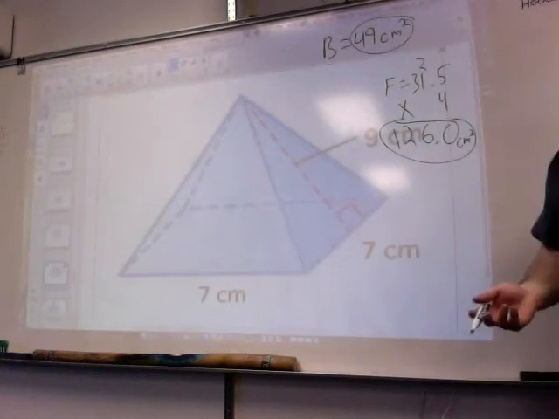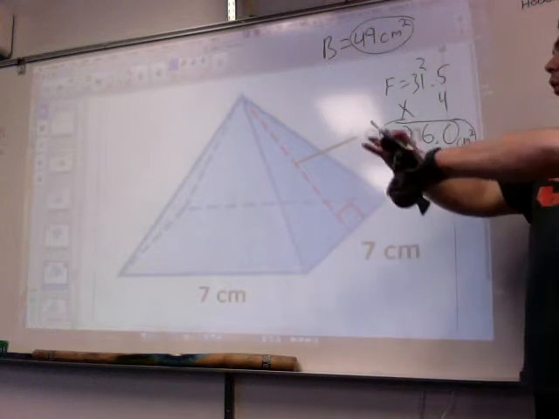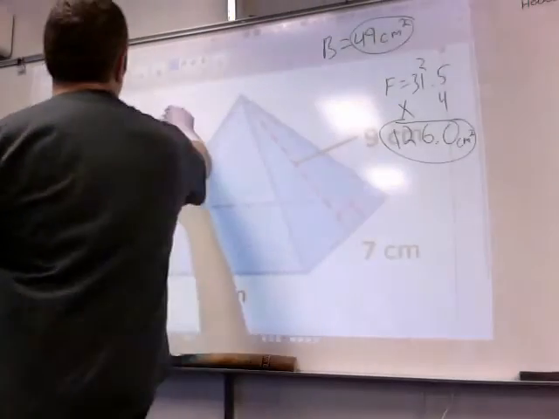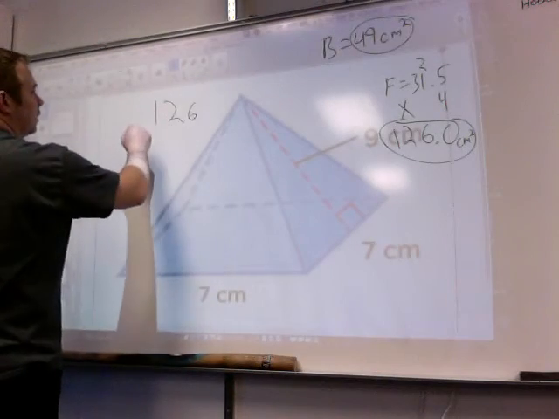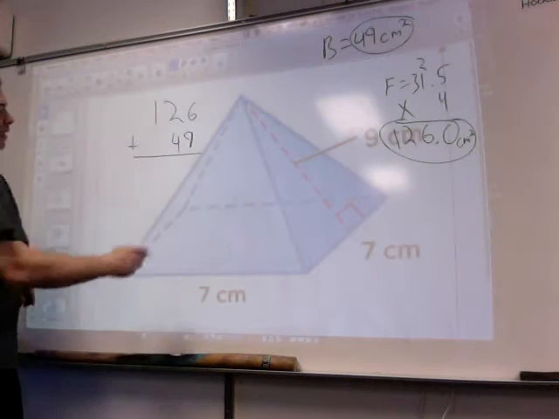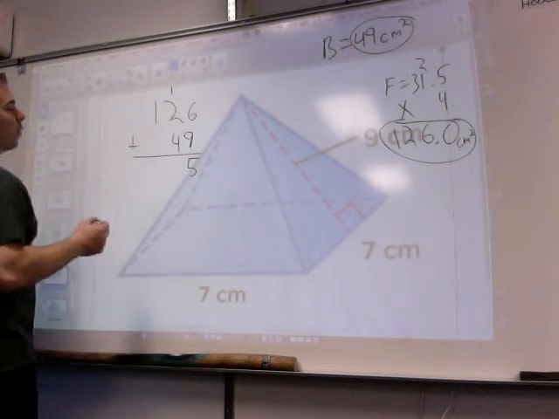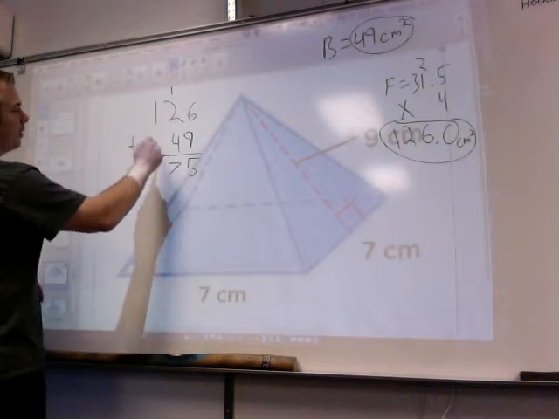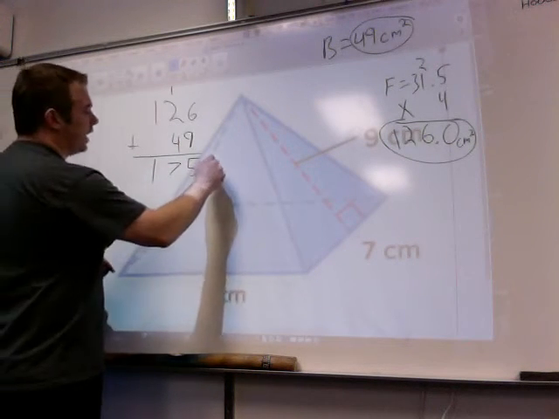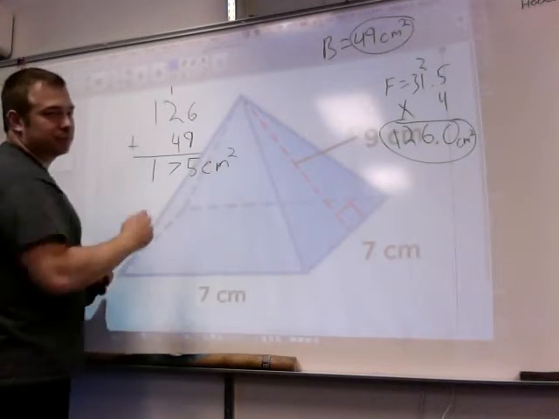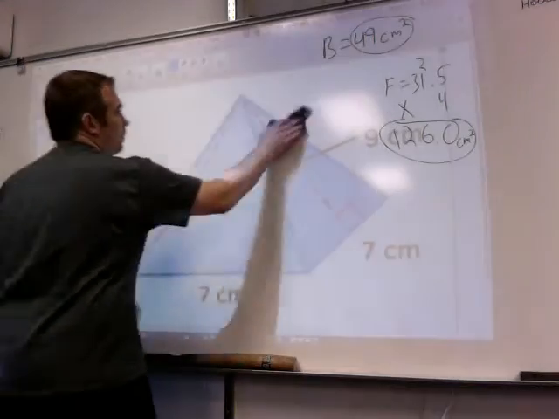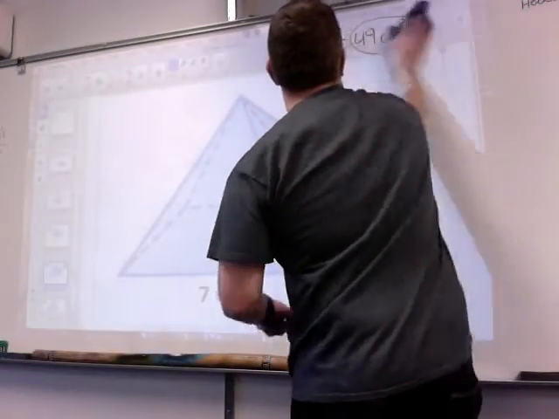So what do you think I have to do to get my total surface area? You're right, I have to combine them. So I'll take my 126 plus my 49. 9 plus 6 is 15. 4 plus 2 is 6 plus 1 is 7. 1 plus nothing is 1. So I have 175, and these are centimeters squared. That is the surface area of this triangular prism.